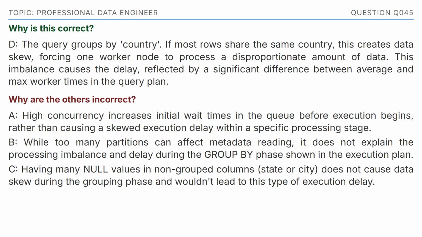A. High concurrency increases initial wait times in the queue before execution begins, rather than causing a skewed execution delay within a specific processing stage. B. While too many partitions can affect metadata reading, it does not explain the processing imbalance and delay during the group by phase shown in the execution plan. C. Having many null values in non-grouped columns, state or city, does not cause data skew during the grouping phase and wouldn't lead to this type of execution delay.